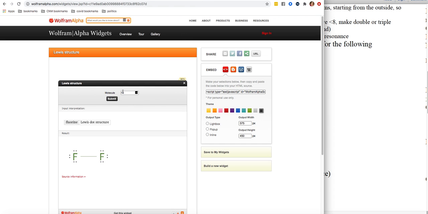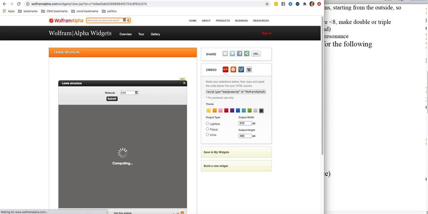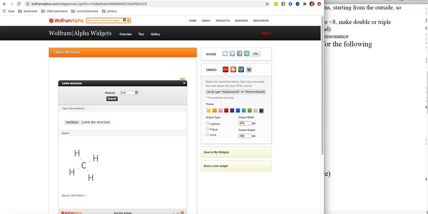We can go into the Lewis structure thing to make sure we're going to get the same answer that we got there. So type in CH4 and let it do its thing, and it's the same thing, it just is like at a different angle. But carbon in the middle, 4 hydrogens around it, and no lone pair electrons anywhere.